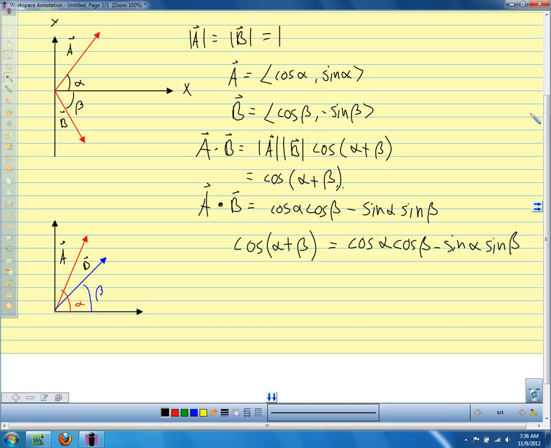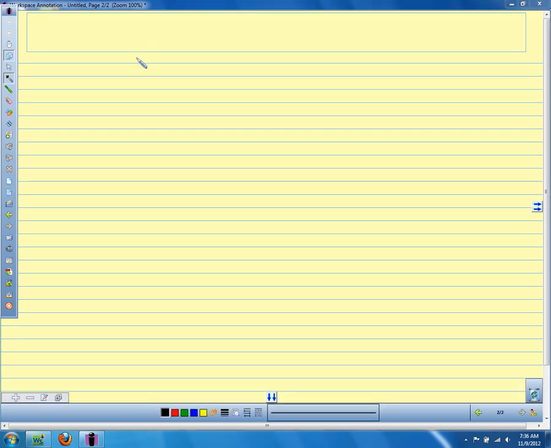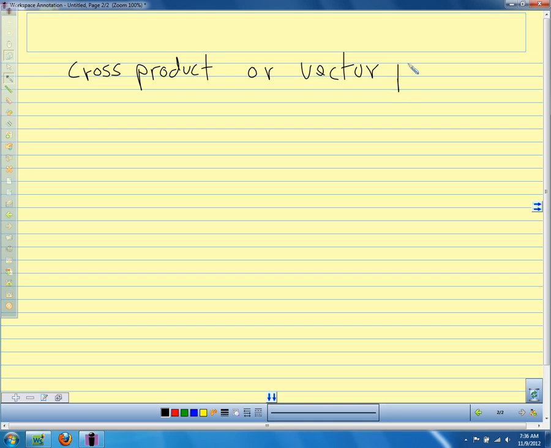All right. So let's talk about the cross product. Now that we've done this nice little exercise, the cross product, another kind of vector multiplication. We call it the cross product. It's also called the vector product. So remember that the dot product is always a scalar. Cross product gives us a vector.